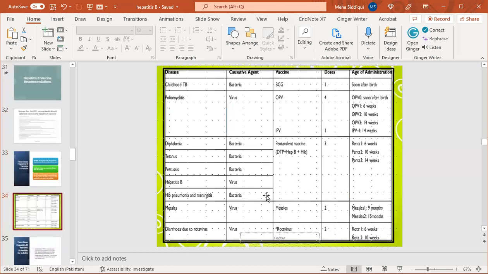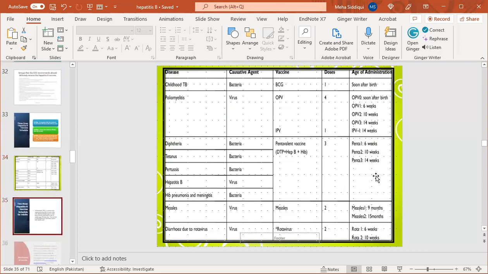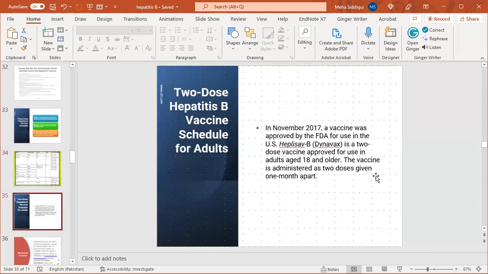So if we see our EPI schedule, we can see that hepatitis B vaccine is given with other vaccines as the pentavalent vaccine, and it is given at 6 weeks, 10 weeks, and 14 weeks of age of the neonates. Then comes the 2-dose hepatitis B vaccine schedule for adults.